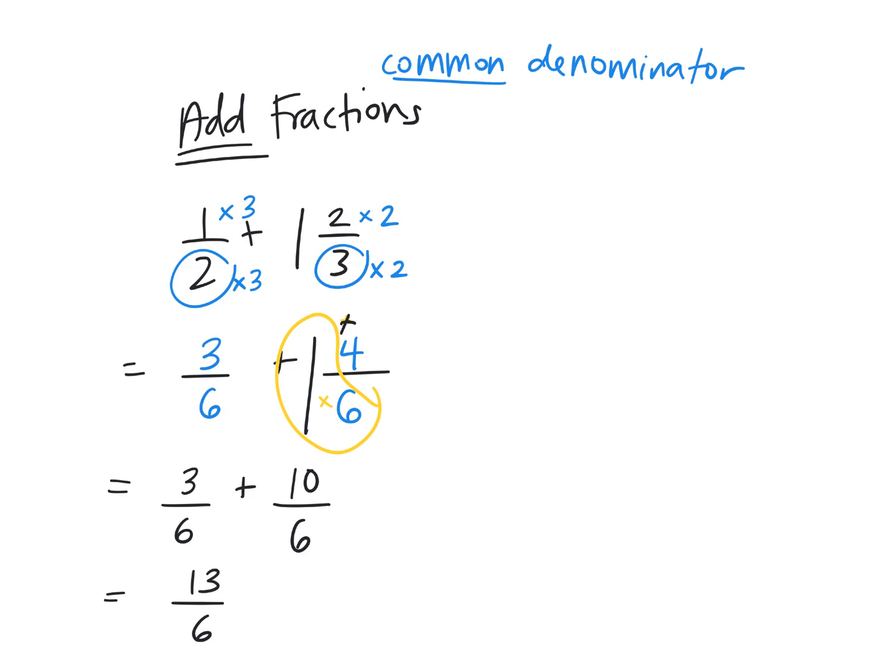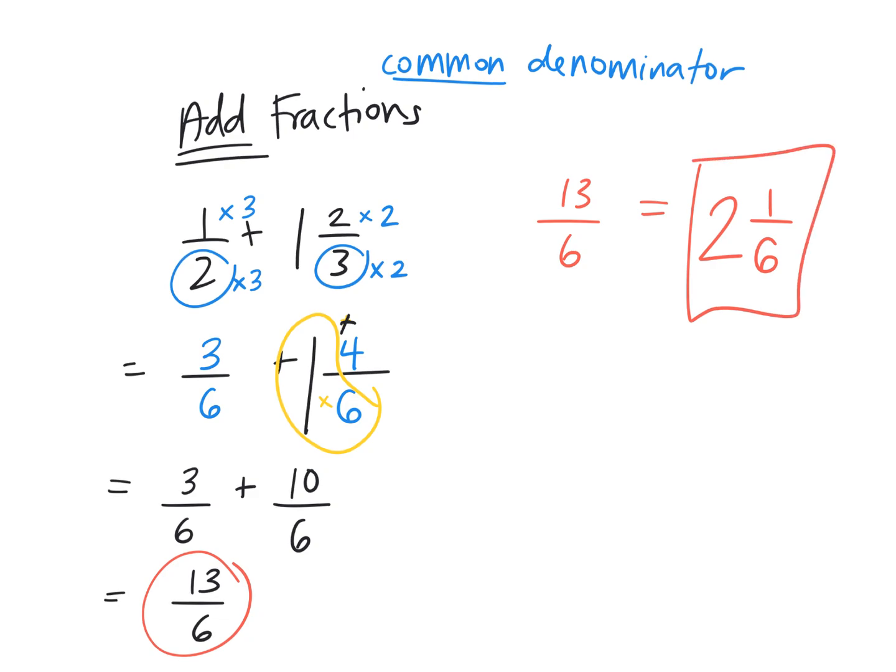Now that's not an acceptable answer because that's an improper fraction. I want you to take this and turn it into a mixed number. So how many times does 6 go into 13? 2. 6 times 2 is? With how many left over? 1 over 6. So this is the final answer.